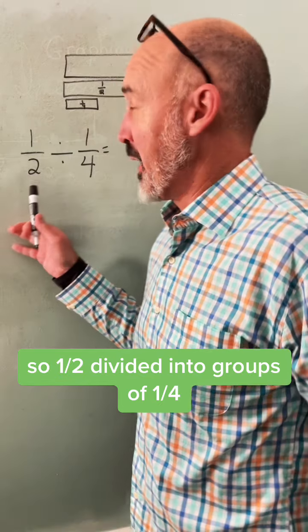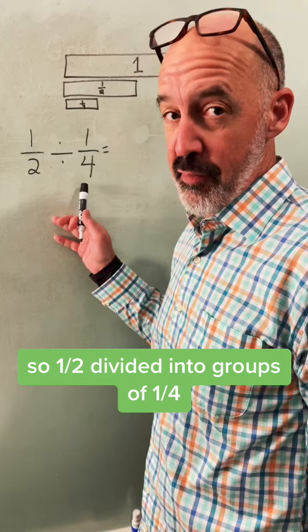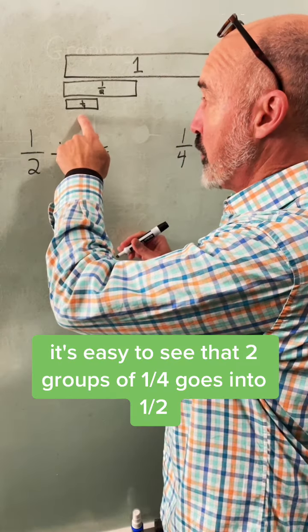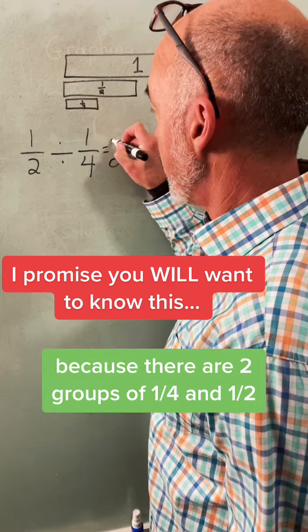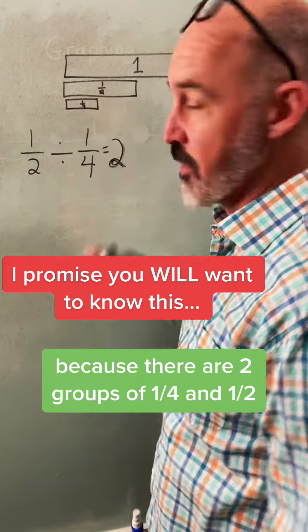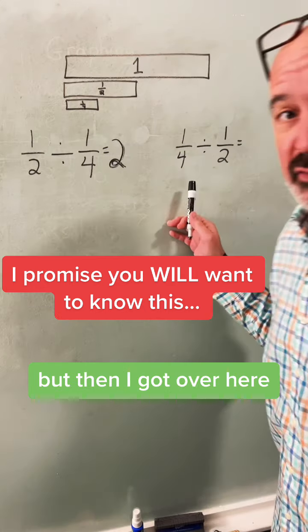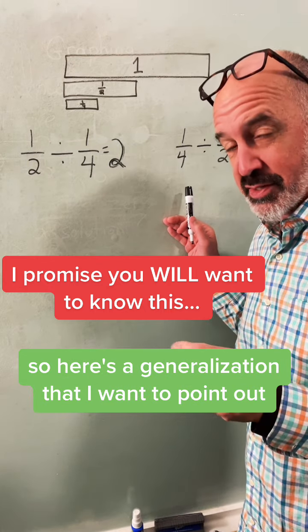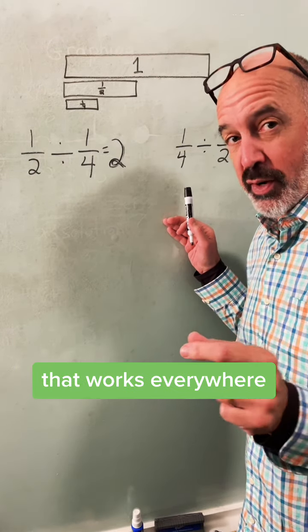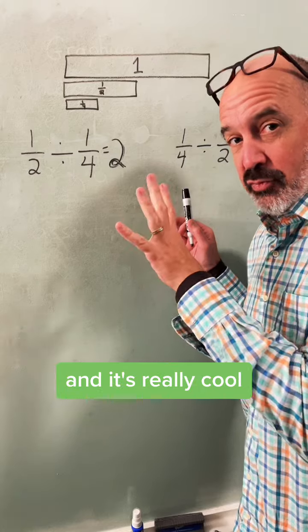So 1/2 divided into groups of 1/4, it's easy to see that two groups of 1/4 goes into 1/2. So the answer is 2, because there are two groups of 1/4 in 1/2. But then I got over here and it got really difficult to explain. So here's a generalization that I want to point out that works everywhere, even with fractions, and it's really cool.